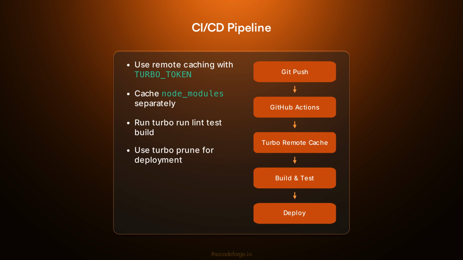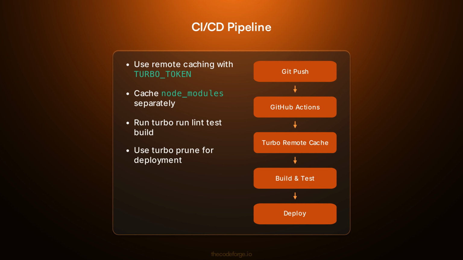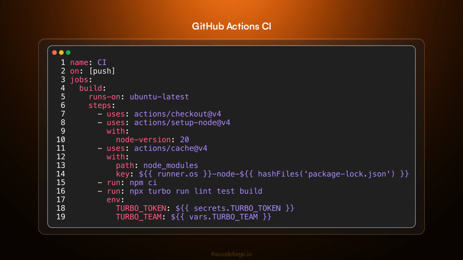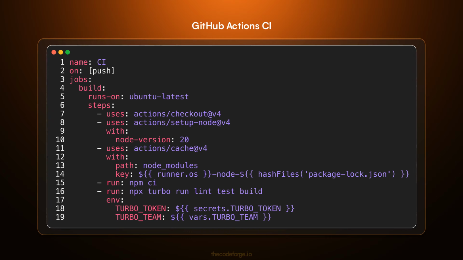Optimize CI by using Turborepo's remote caching. In GitHub Actions, set up a cache key based on turbo.json and the lockfile. Use turbo run lint test build to run all checks. For deployment, use turbo prune to create a minimal deployable artifact. This GitHub Actions workflow checks out code, sets up Node, caches node_modules, installs dependencies, and runs turbo lint, test, and build with remote caching enabled via TURBO_TOKEN and TURBO_TEAM.